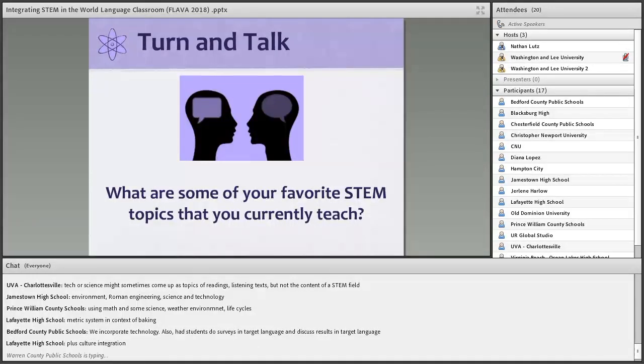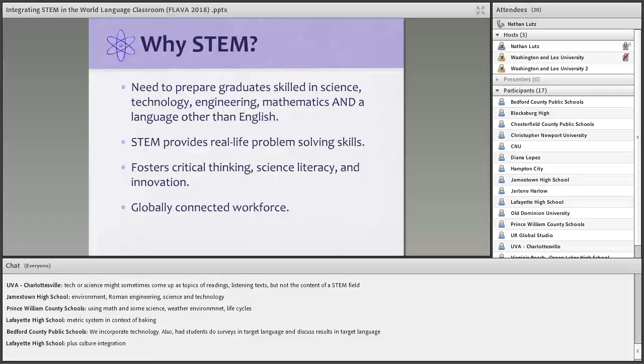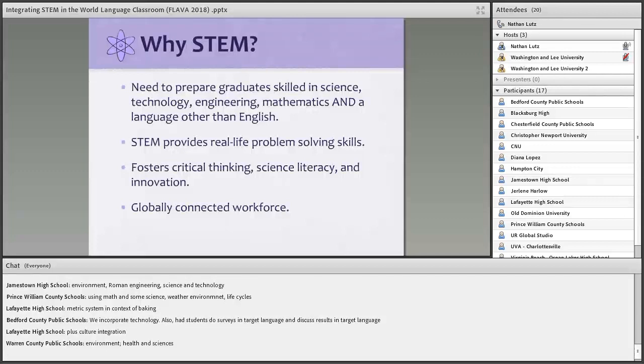All right. So sounds like a lot of you are already engaged in this sort of thinking, and so I think you can really refine those projects that you're working on in your various schools and institutions, and really make an impact on student learning. So in the next part, I want to talk about why STEM.